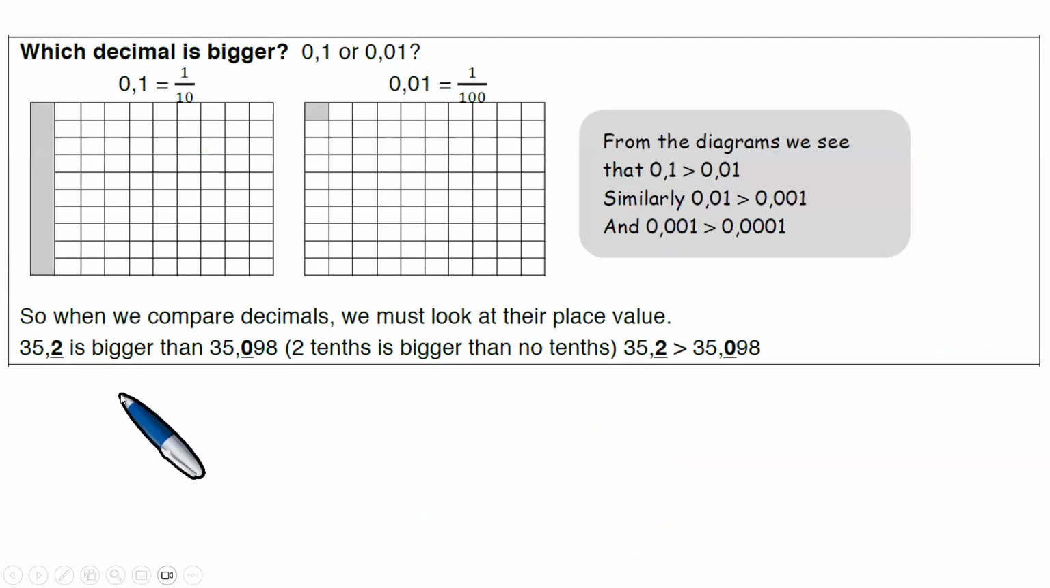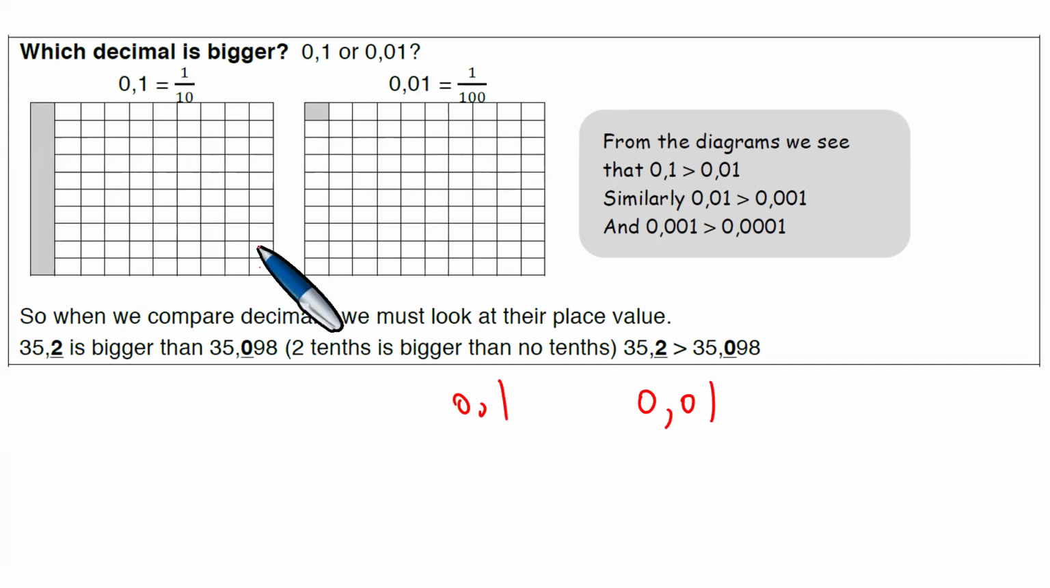Okay, now which decimal is bigger? 0,1 versus 0,01. Which one is bigger? To see which one is bigger, in this case you are dealing with 0,1, and here you are dealing with 0,01.